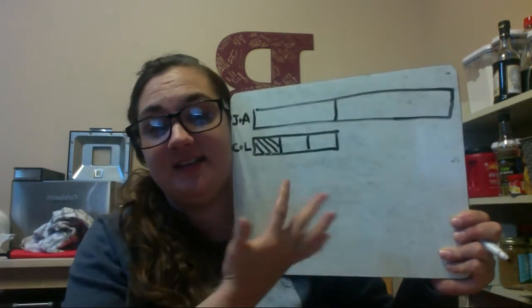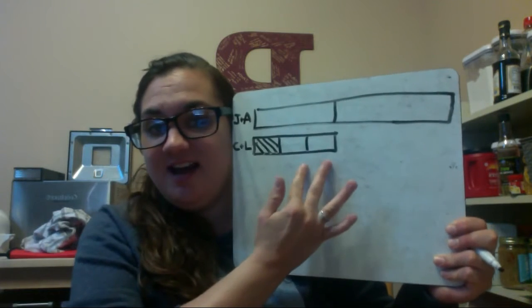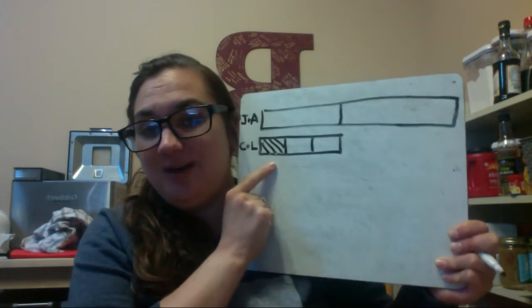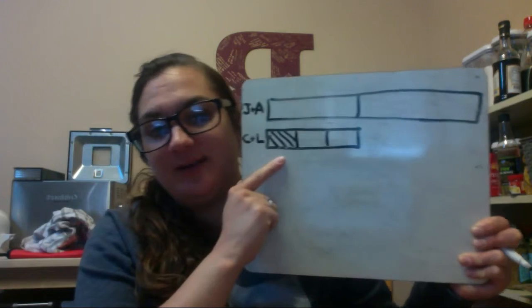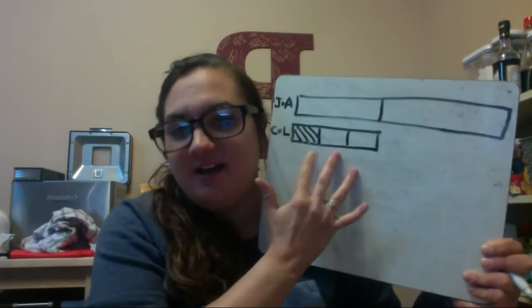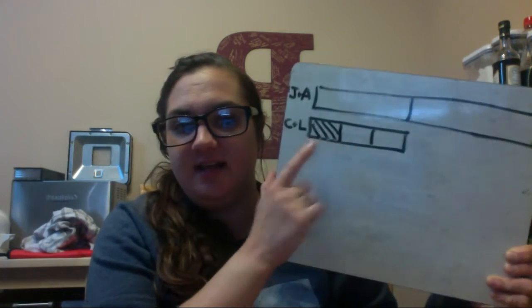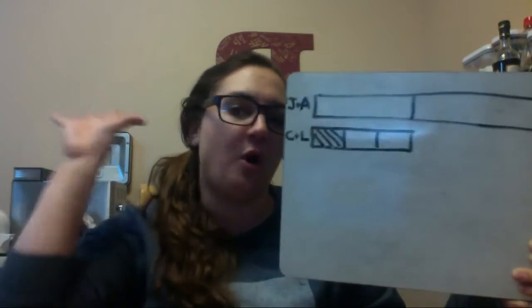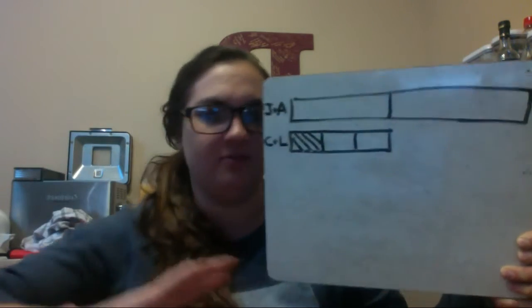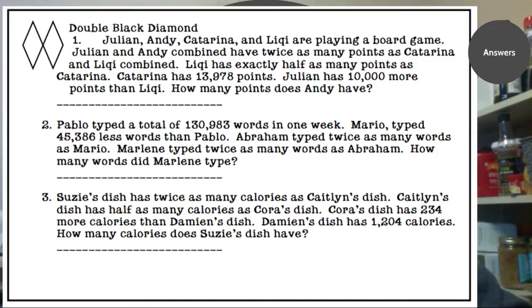What does make sense is to divide this up into thirds. Now, Katerina has twice as many boxes as Leaky, right? So when I divide it into thirds, Katerina has twice as many boxes as Leaky. Leaky is the one with stripes. We're not even worried about J plus A right now. We're just focusing on Katerina plus Leaky.